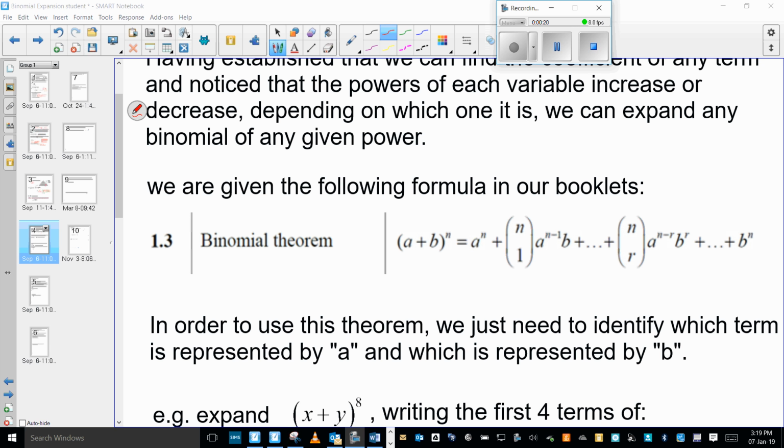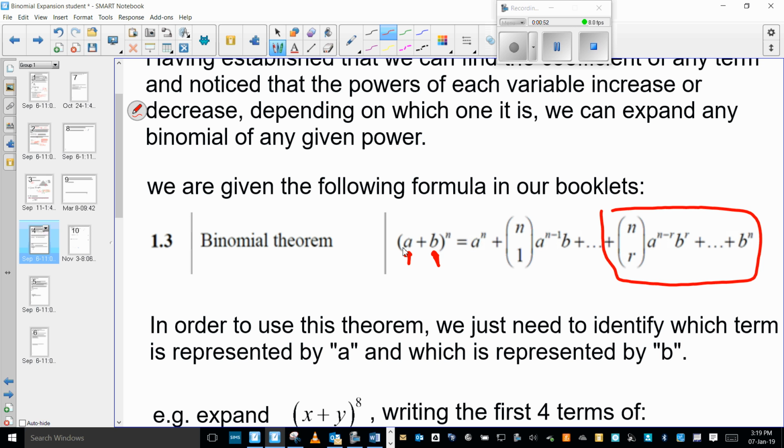Right. So in the formula sheet, you'll see it says 1.3 binomial theorem. Now, all this looks a little bit crazy. All they've done is they've called the first term A instead of our X, and the second thing they've called B. Okay, so that's the only difference there. This is what I want you to focus on, this part here. So nCr, we've talked about that. That's the Pascal's triangle number.